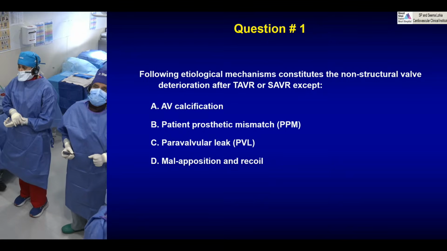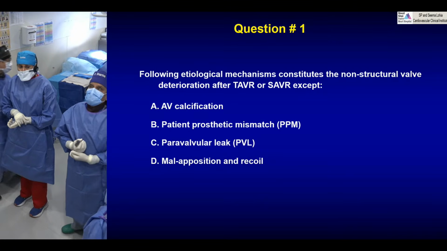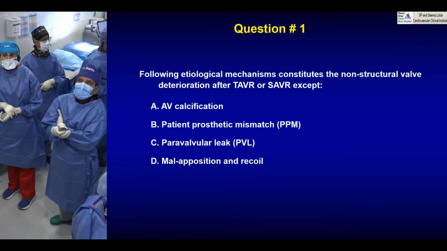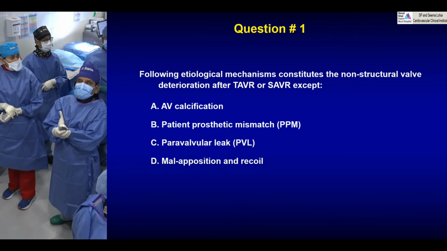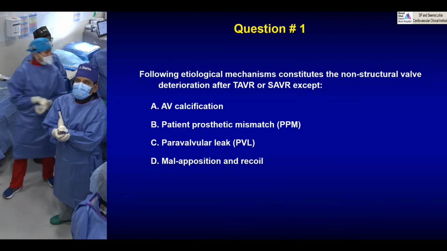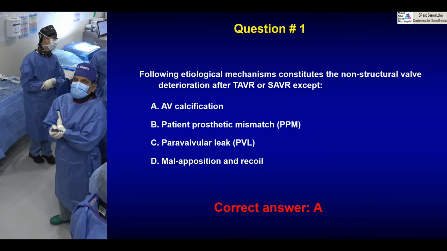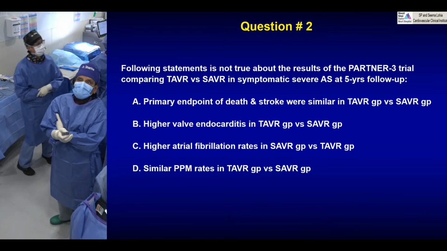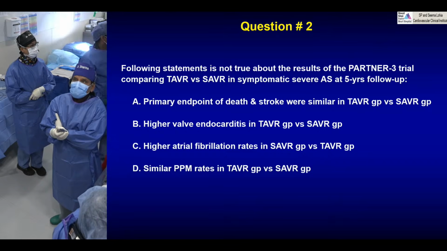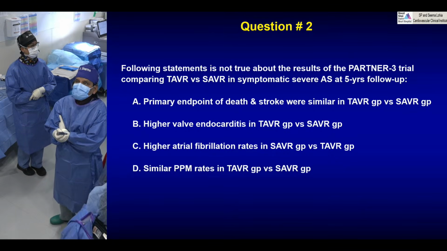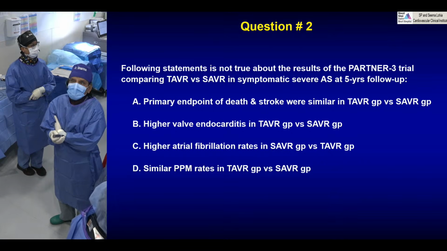So 3 questions. Following etiological mechanism constitute the non-structural valve deterioration after TAVR or SAVR except: AV calcification, patient prosthetic mismatch, paravalvular leak, malposition and recoil. Clearly, AV calcification is the structural valve deterioration, not the non-structural. Second, following statement is not true about the results of the Partner 3 trial comparing TAVR versus SAVR in symptomatic severe AS at 5 years.